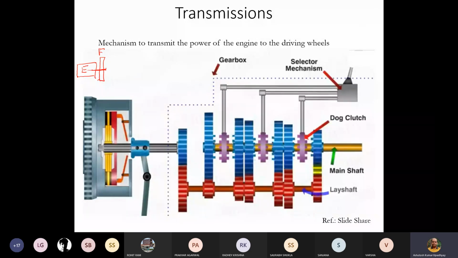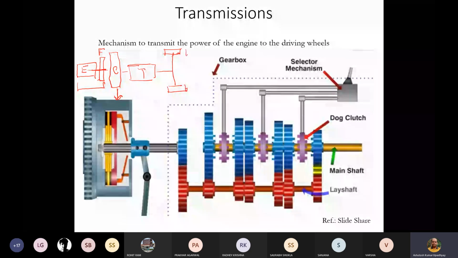Once we are passing to the flywheel, then we will have the clutch system. C stands for clutch, and that clutch system is shown over here. This down part is the clutch system. Its basic purpose is to engage and disengage this engine power to our transmission system. After that we have got the transmission system, and then from the transmission system the power will flow to wheels.